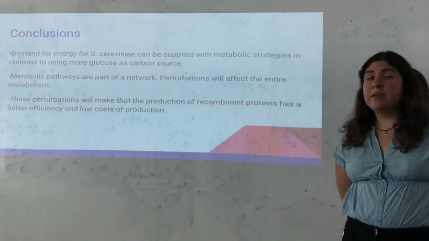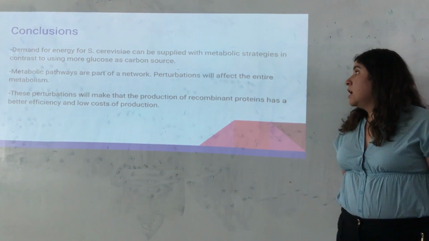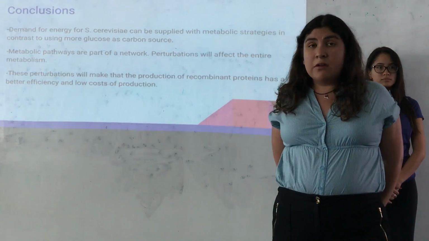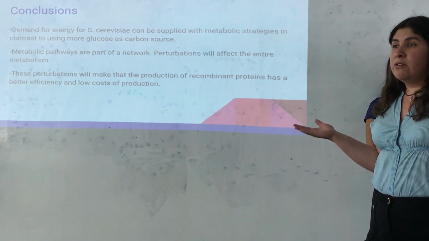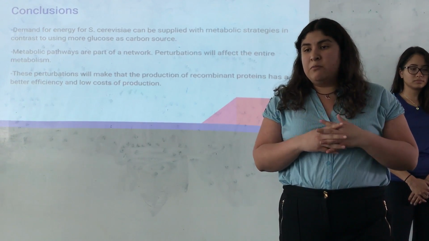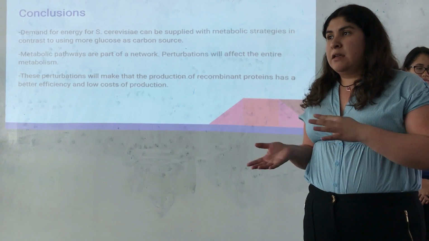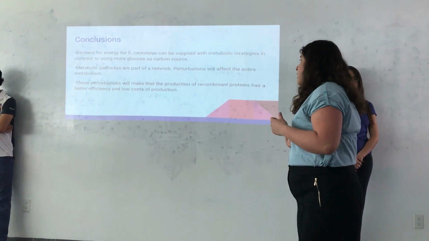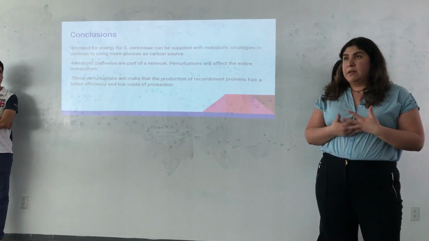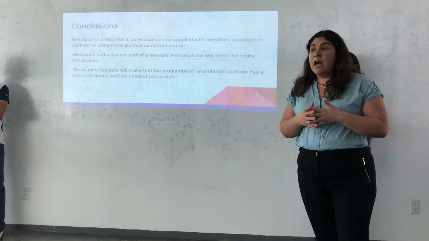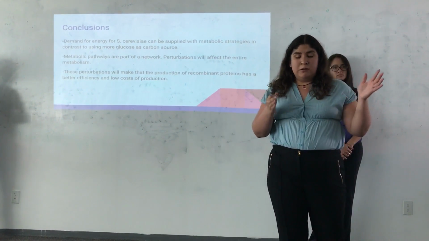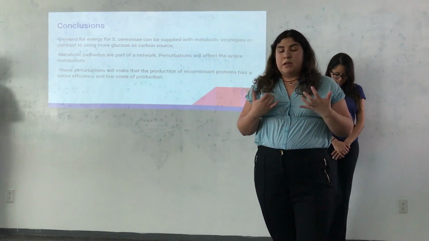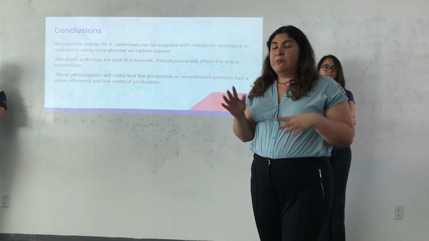So, as a conclusion, we have that the energy demand in Saccharomyces cerevisiae can be supplied with metabolic modification strategies, in contrast to only increasing the source of the saccharides. As we saw in the class, we can modify any organism to work with another carbon source to make recombinant protein. Another metabolic pathway is part of the network. Perturbations will affect the metabolism, so we have to know with this perturbation that our recombinant protein will be produced, and with these modifications the cost of the production of these proteins can be reduced.